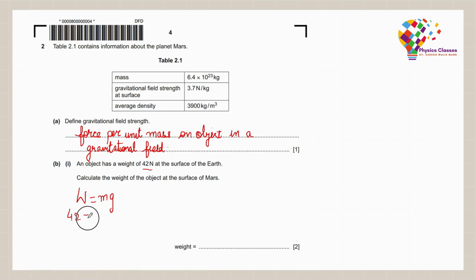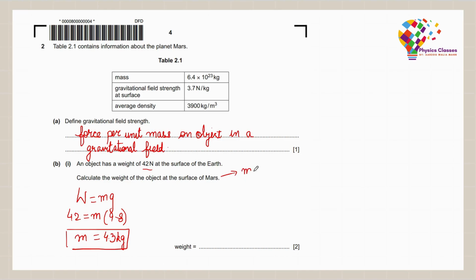The gravitational field strength on Earth should be taken as 9.8, or if you want you may take it as 9.81 as well. And on calculating this, the mass simply comes out to be 4.3 kgs. Now whatever is the mass on Earth, same would be the mass on Jupiter or Mars, whatever planet they are asking for, the mass would always remain the same because mass never changes. So the mass on Mars is also 4.3 kgs.